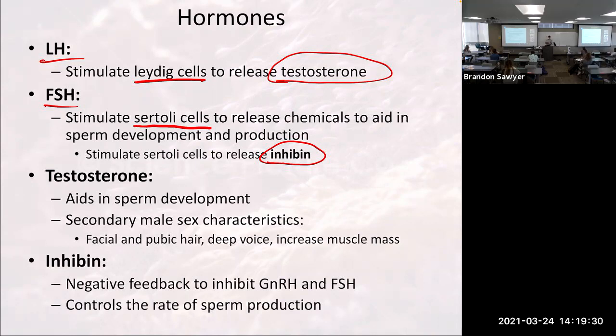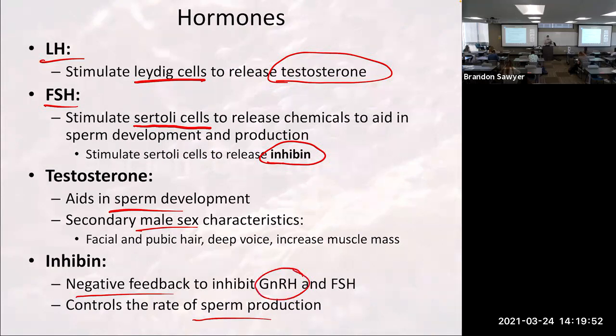Okay, and then testosterone, important for sperm development and male sex characteristics. And then inhibin, like I just said, negative feedback and controls the rate of sperm production. So GnRH, that's not one you have to know. I just still have that in the slides. That's the hypothalamic hormone that starts this whole process. Again, you can just know that as a hypothalamic hormone.